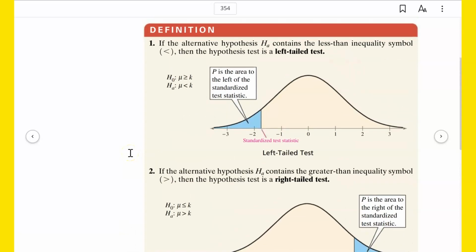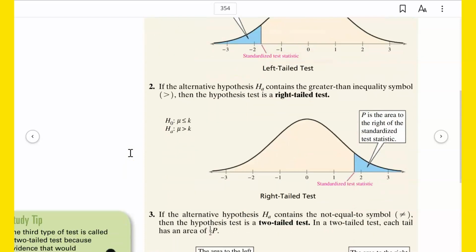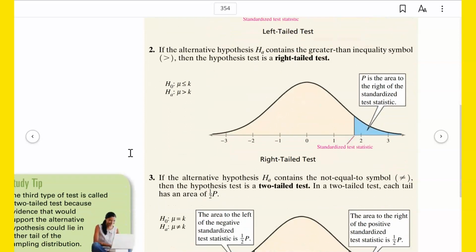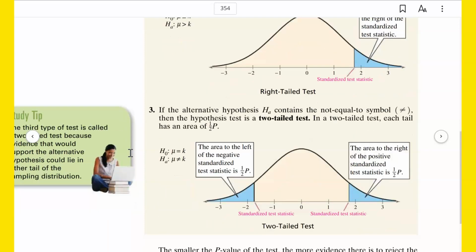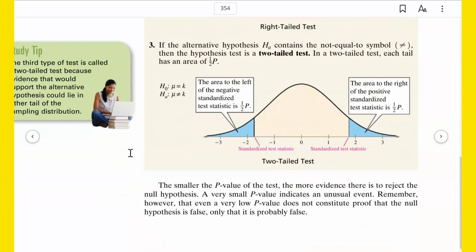So you can pause this if you need to read this stuff. This is pretty much what I just taught you, what I was just showing. But if you want to read it from the book, feel free to read that. The smaller the p-value of the test, the more evidence there is to reject the null hypothesis. A very small p-value indicates an unusual event. Remember, however, that even a very low p-value does not constitute absolute proof that the null hypothesis is false, only that it is probably false.